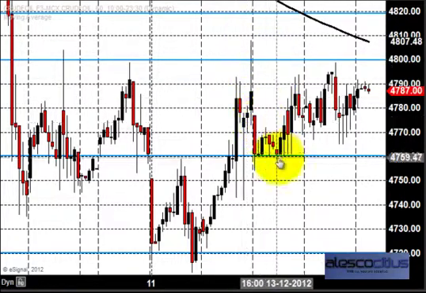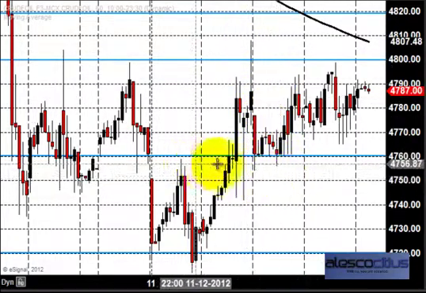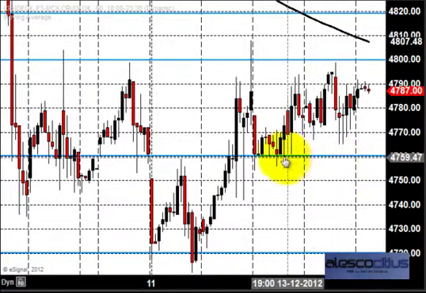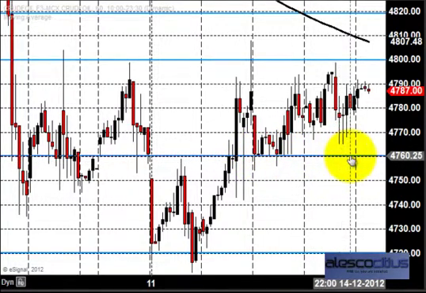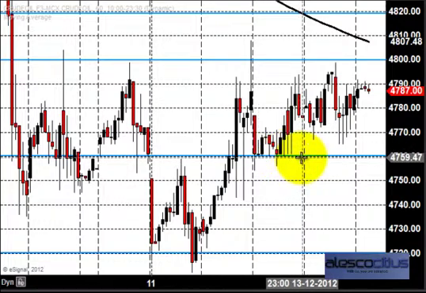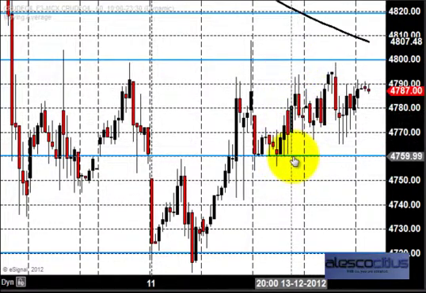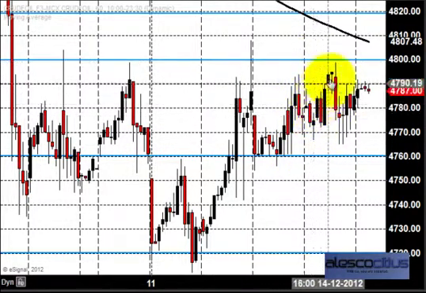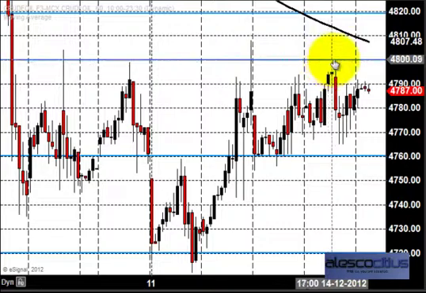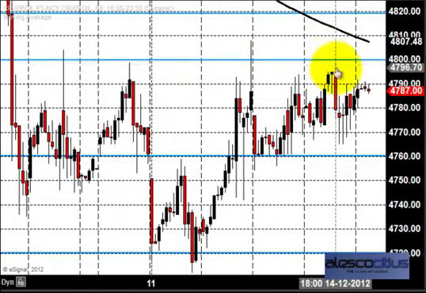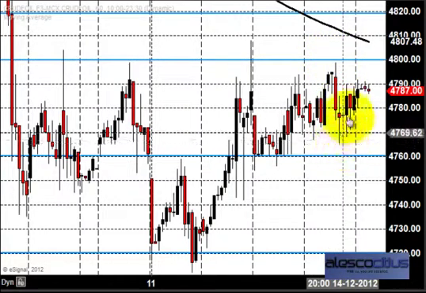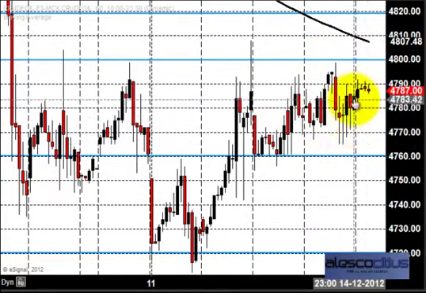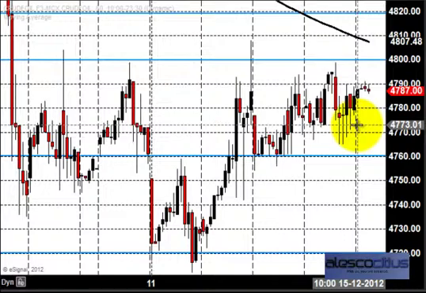The next day the price opened lower, and now we can see again this 4,760 provided a supporting platform. From there you can see the price was consolidating within 4,760 and 4,800. So on Friday what happened? The price again went and tested this 4,800, but again it was not successful in breaking it. The price came down and closed around 4,787.